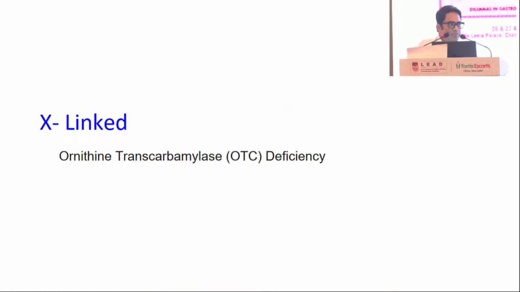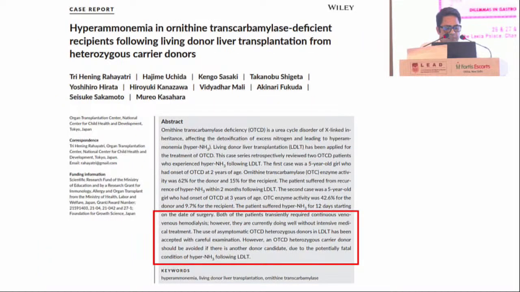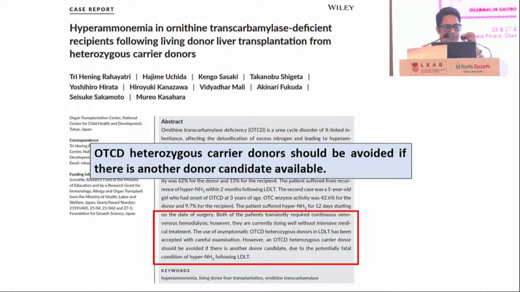X-linked recessive disorder behaves very differently, that is ornithine transcarbamylase deficiency. This leads to hyperammonemia, and it has been clearly stated that OTCD heterozygote carrier donors should be avoided in most of the circumstances if another donor is available. If the donor is not available, then we can evaluate these donors and accept them as donor. Otherwise, we should refuse accepting such donors because they would lead to hyperammonemia in recipients post-transplant and would affect the outcomes.